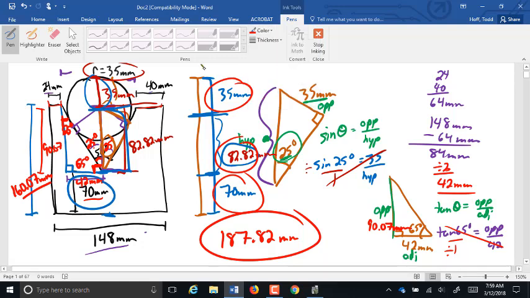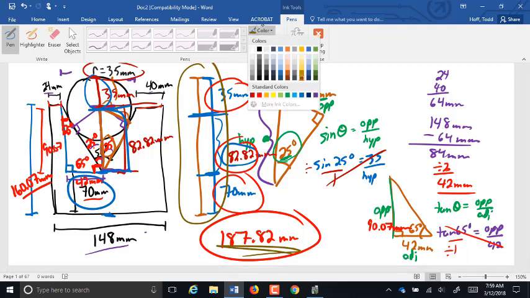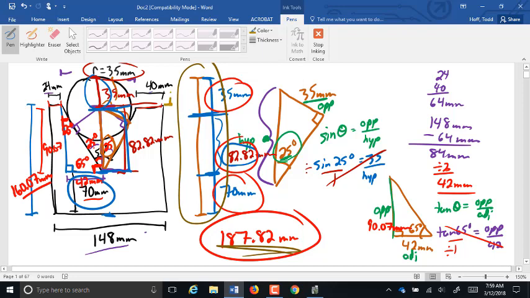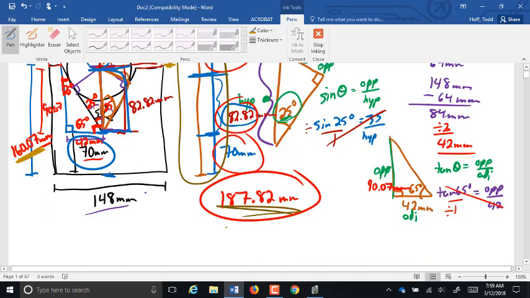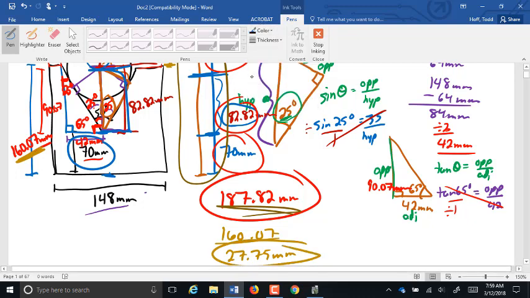So I guess that's actually what I was asking you to find, is that total height. So that would really be it right there. Most of the time what's being asked is how far does that round stock stick out of the top of the V block? I would find that by just subtracting the height of the V block, which is going to give us 27.75 millimeters. What do you think?